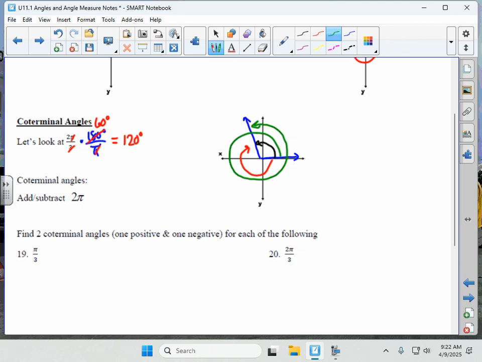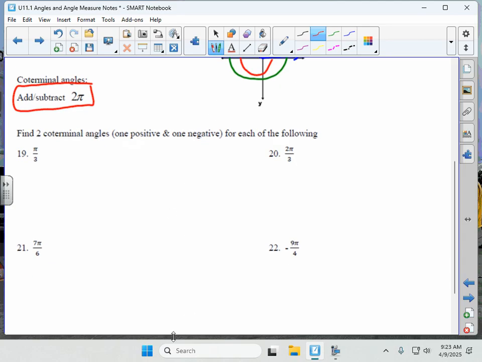But it's just so you don't have to convert every single time, you can work with radians, and all you have to do is add or subtract what one full rotation is in degrees or in radians, which is 2 pi. So instead of adding and subtracting 360, we're going to add and subtract 2 pi, because 2 pi is one rotation or a revolution in radians, just like 360 degrees is one full rotation in degrees. All right, so let's find 2 coterminal angles, one positive, one negative, given radians.